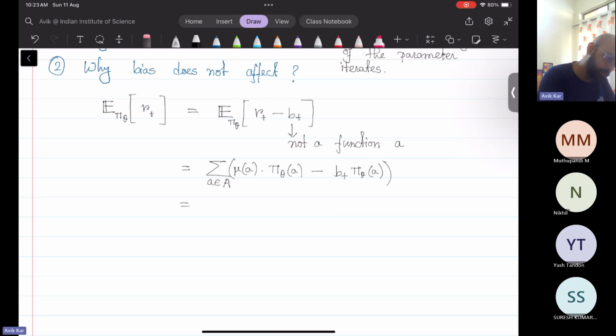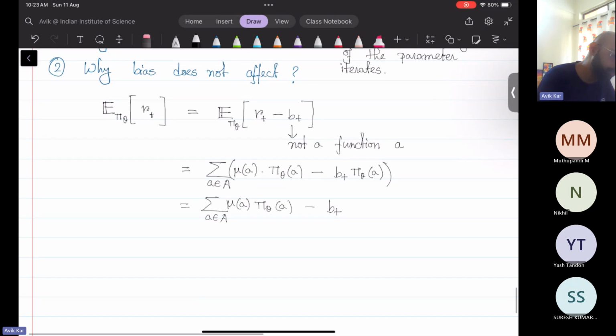So what is the value? The summation over A belonging to the action set of mu A pi theta A is just BT, because this pi theta is a probability. Now, if you take the gradient with respect to theta of this term, BT is just a constant, so it doesn't affect it. That's the reason.